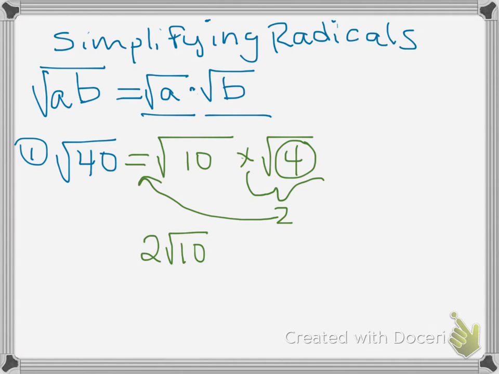Now, this is our final answer because even though root 10 can break up into root 5 times root 2, we can't cleanly take the square root of square root 5 or square root 2. If you do it on your calculator, you'll notice that you get a decimal. Therefore, our final answer in simplest form is 2 radical 10.